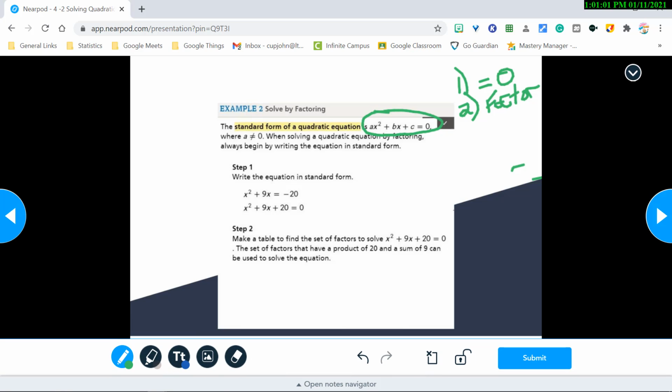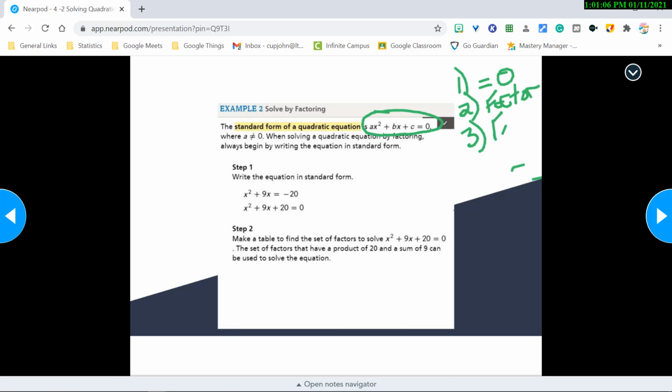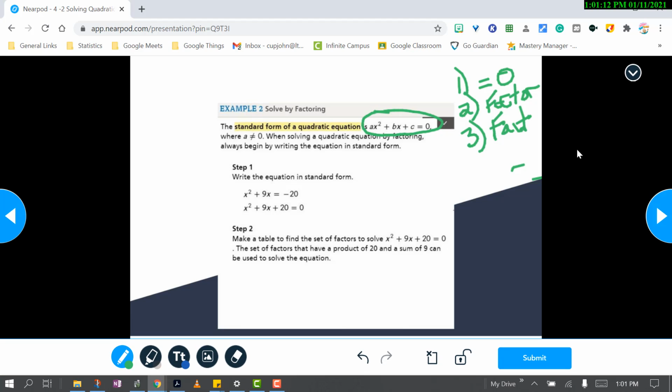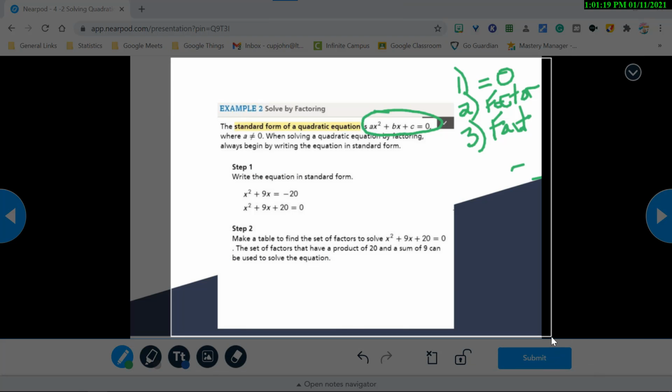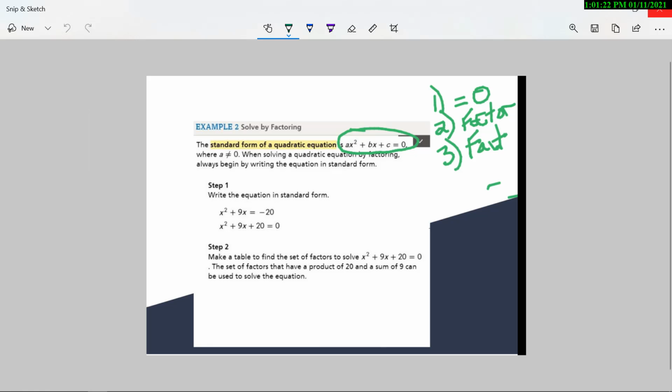Factor. Then after that, we set the factor equal to 0. And that's not quite going as quickly as I want, so I will do this instead. All right, so this was supposed to say factor equals 0. And then solve for x.